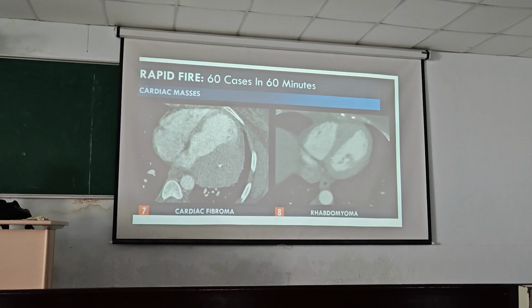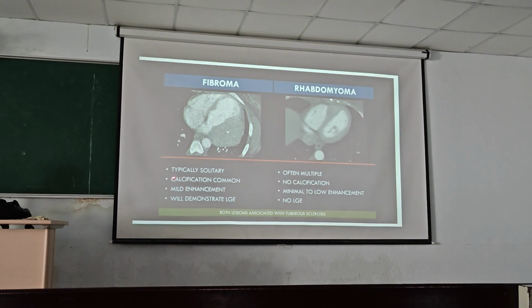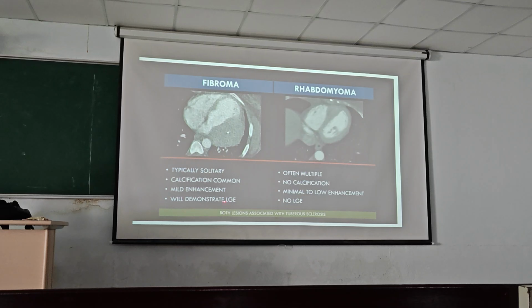This is usually in kids, in pediatric patients. Sometimes they spontaneously resolve by themselves without treatment. So the fibroma, typically solitary calcification, you see a punctate calcification there, mild enhancement, and it will show late gadolinium enhancement on MRI. The rhabdomyoma is often multiple, no calcifications. It has minimal to low enhancement and no late gadolinium enhancement.